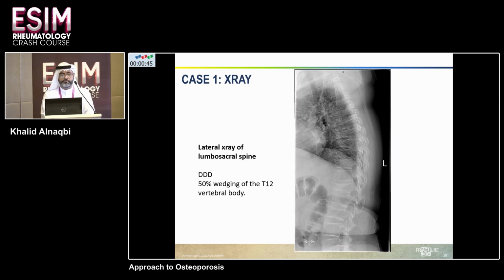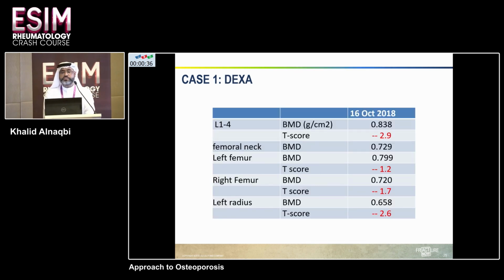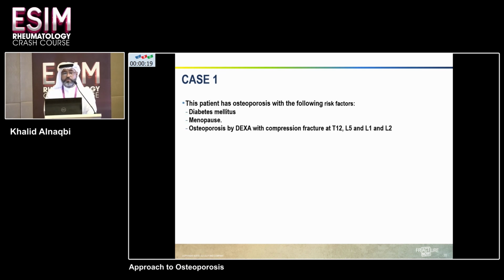So this is the X-ray. It shows 50% wedging of the T12 vertebral body. This is what happened when she lifted her husband. This poor woman. So this is the DEXA. It shows a T-score of -2.9, so that's osteoporosis in the lumbar area, but she had osteopenia in the right femur, and in the left radius she had osteoporosis if you use the left radius. I use it actually sometimes. So the patient has osteoporosis with the following risk factors: diabetes mellitus and menopause. And of course, now she's having fresh fractures.